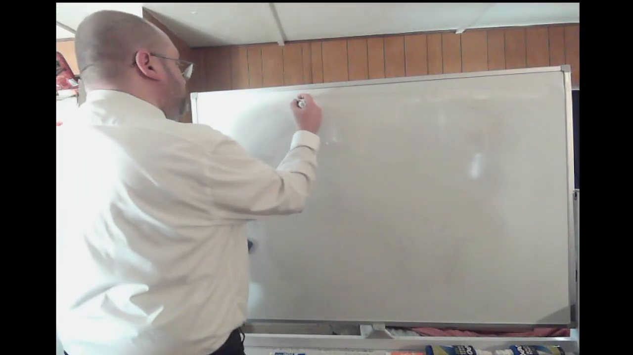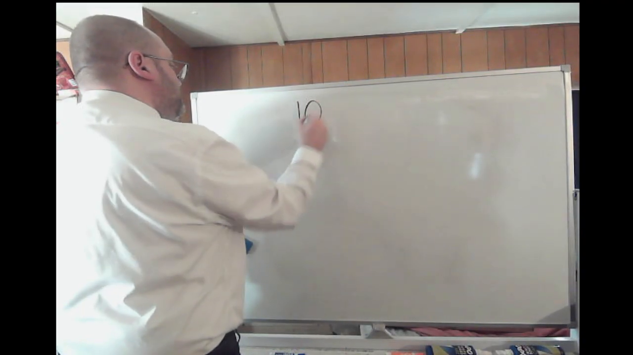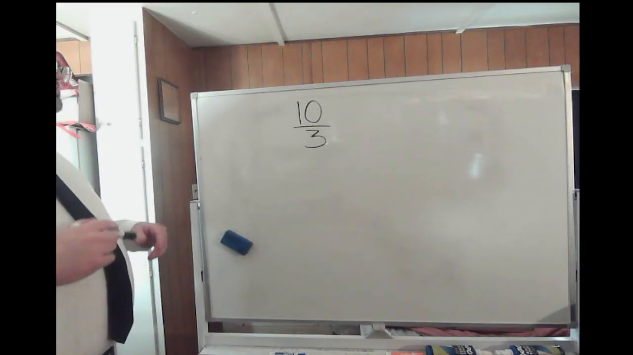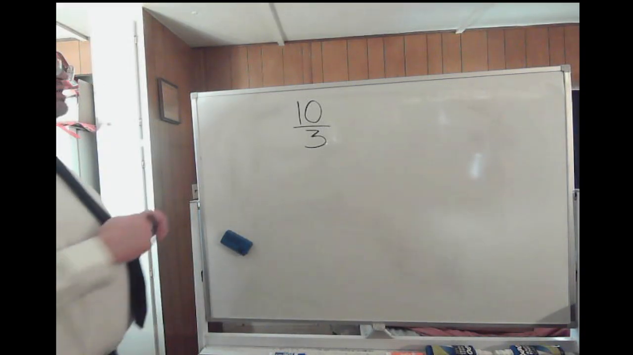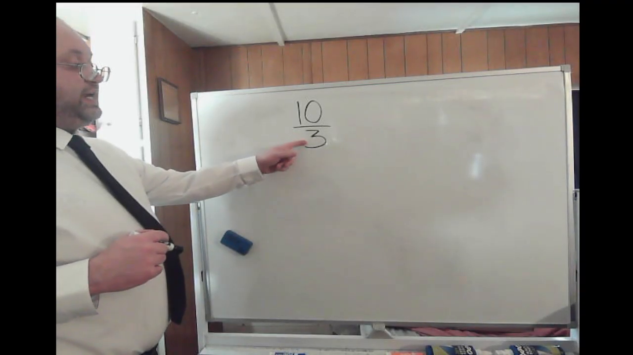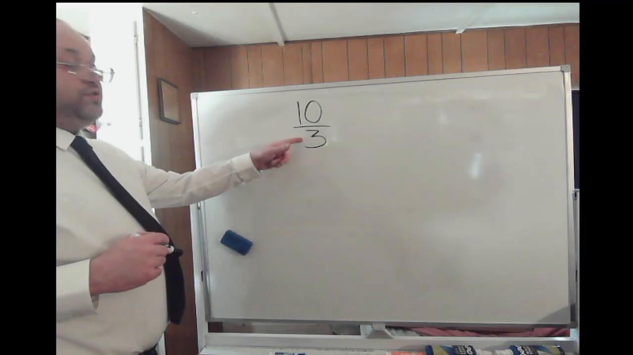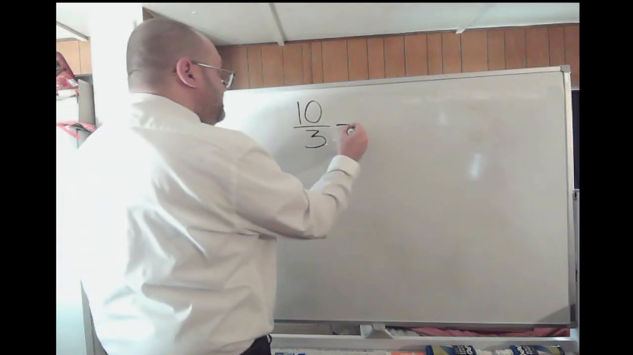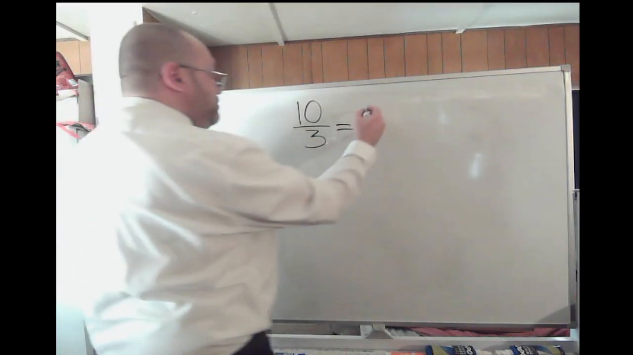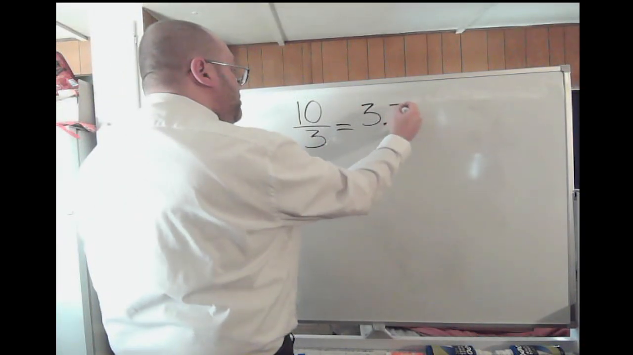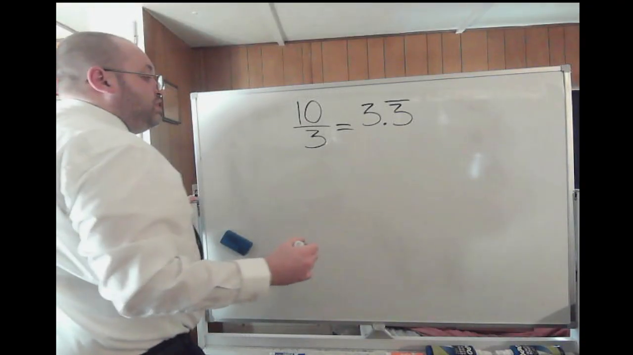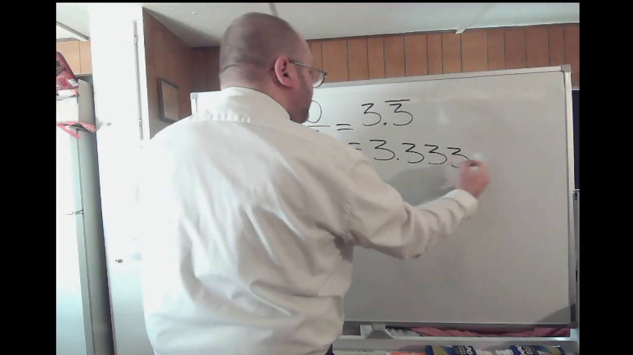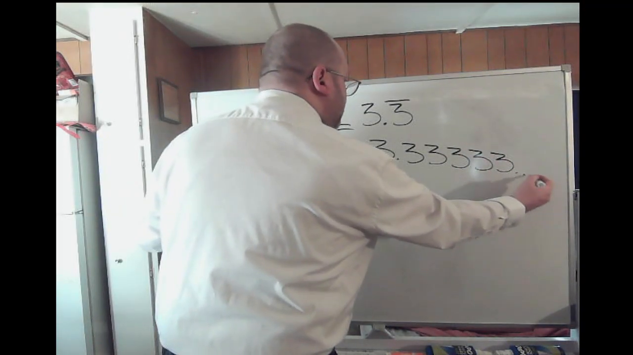Now, how about 10/3? We have 10/3 here. Well, I can tell you right now, we cannot convert that 3 into 100. It just isn't going to work. So, do 10 divided by 3. I'm going to save us all some time because I know what it is. It's going to be 3.3 repeating, which equals 3.3333... It keeps going.